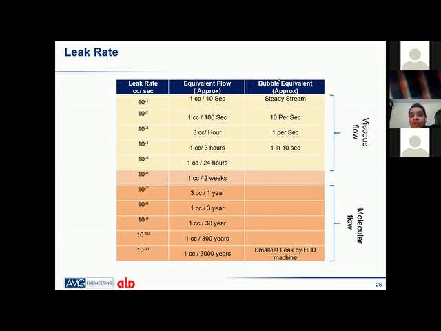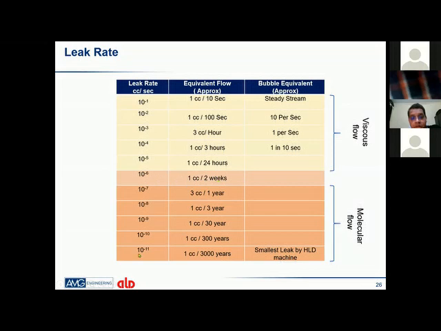In the bubble equivalent also, you'll see a very steady stream flowing from whatever is leaking. At the -2 level, it will be 1 cubic centimeter flowing in 100 seconds, and if you see the bubbles, it is approximately 10 bubbles per second. And if we keep on going up to the -6 or -7 level, this is like 1 cc in 2 weeks.